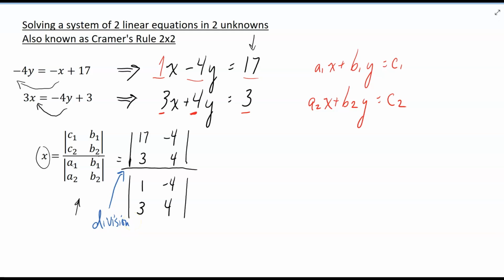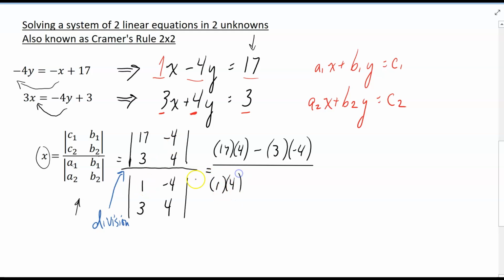So let's not forget that, okay? It's not a subtraction. Okay, in the one in the numerator, we must do the principal diagonal, 17 times 4, and subtract the secondary diagonal, 3 times -4. For the denominator, the principal diagonal is 1 times 4, and the secondary diagonal is 3 times -4.